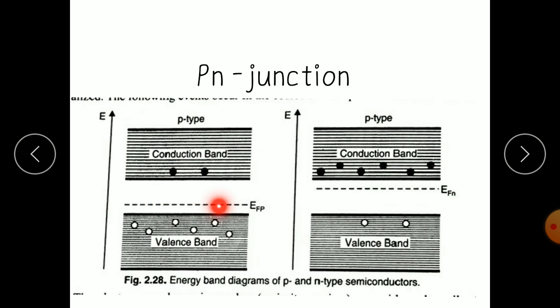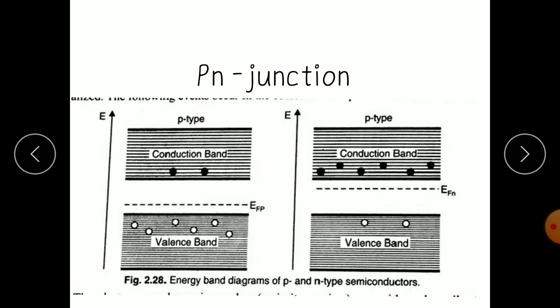The Fermi level is a reference level. What is the Fermi level? It is the level at which there is a 50% probability of occupation by electrons at any temperature. In p-type material, it is just above the valence band. In n-type material, it is just below the conduction band. For a pure intrinsic semiconductor, it is midway between the conduction band and the valence band. So this is a reference level.